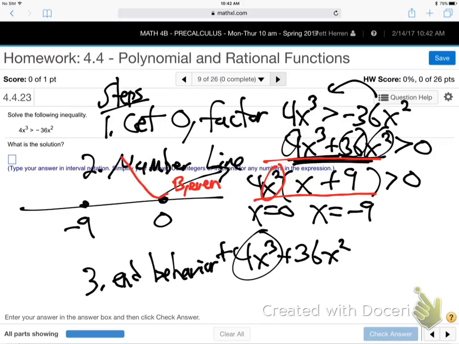How about the x minus 9, or x plus 9 right there? First power, so that's going to pass through because it's odd. So there's the basic graph. It's going to go like that.